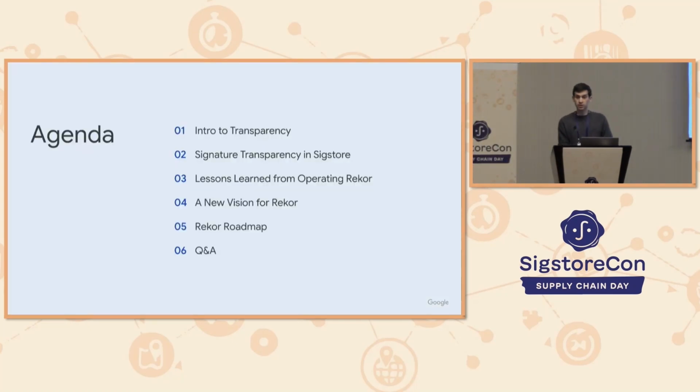So here's the agenda for today. We'll talk a bit first about the motivations behind transparency. We'll talk about how we use transparency in Sigstore and some of the learnings that we've had from operating Rekor over the past couple years. And then I'll hand it over to Colleen, who will talk more about what we plan to do with Rekor v2.